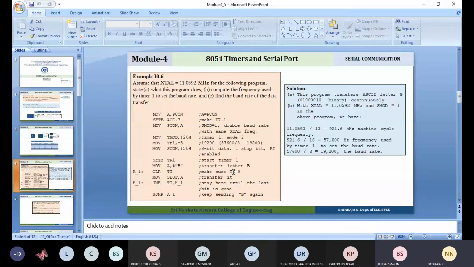Okay, trace the program. The solution is this one. This is the program. Trace the program: a serial communication program, what we discussed in the last class. The same procedure they have used. Labels they have used are A_1, H_1. Whichever label you want, you can use. No issues.